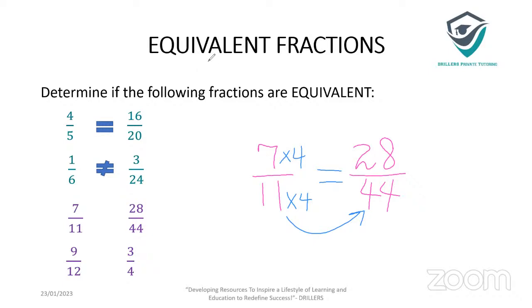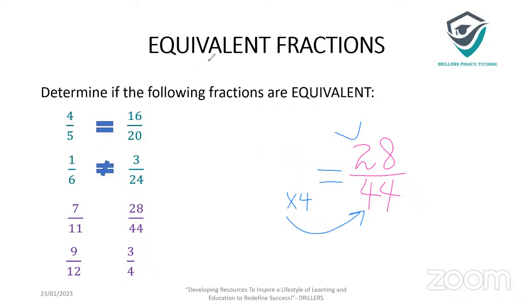So if I do it first down below, then I just take that same number and multiply it on top. So 7 multiplied by 4 will give me 28. So once it works out, that means that our fractions are equivalent. Because if we look here, we are multiplying by the same number. So that means that our fractions are equivalent.